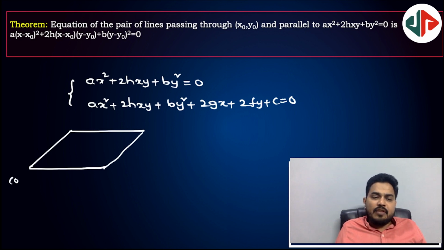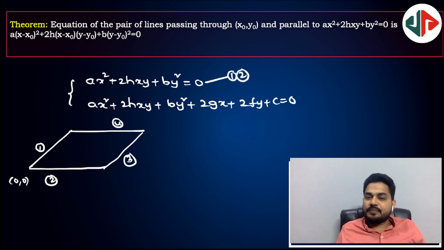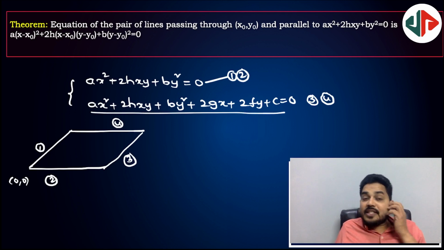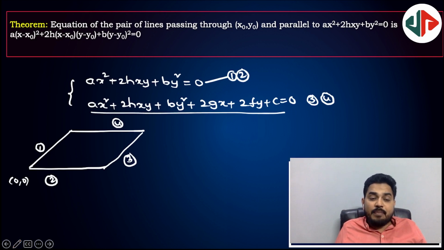If this is 0 comma 0, these are lines 1 and 2. The combined equation of 1 and 2 is this, and this is the combined equation of 3 and 4. You know the point of intersection of these; in the rotation of axes and change of axes we have already done it. So what is that point? The point of intersection is this.